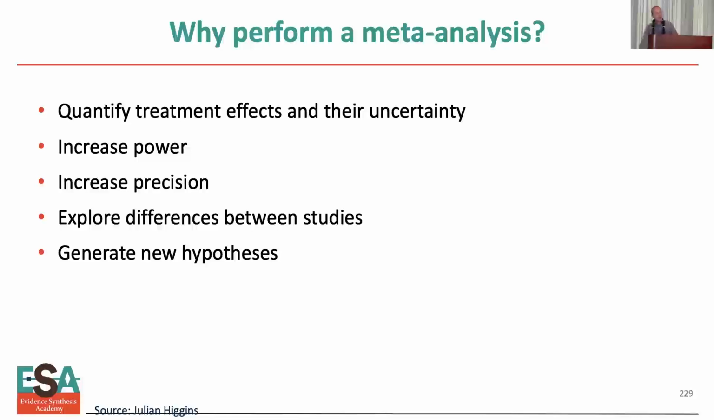Another reason is that you can explore differences between studies, not just qualitatively, but quantitatively. You can say, for example, that this effect is bigger in obese women than in overweight women, or this effect is different in men than in women. And finally, you can possibly use it to generate new hypotheses. So you might be able to say, for example, it looks like this treatment works in this particular type of individual, not in this particular type of individual. So these are all reasons to potentially do a meta-analysis and to try to quantify these effects.